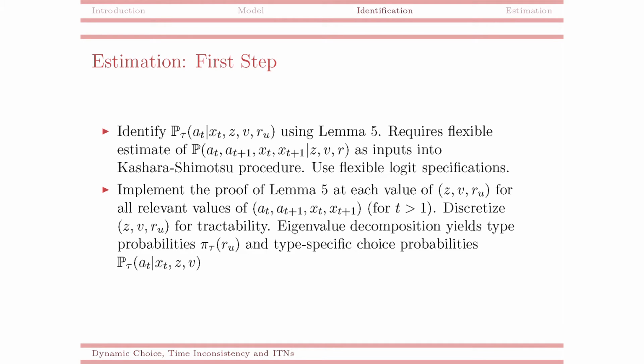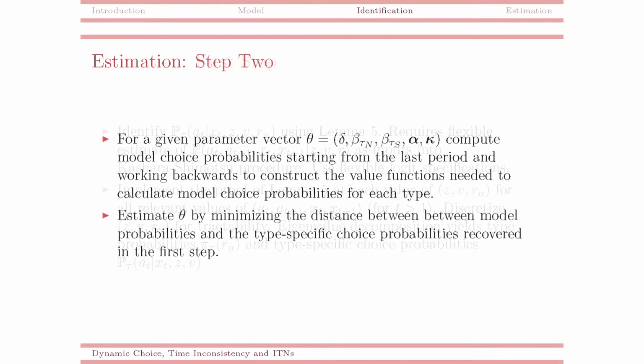In the next step, we're going to take these identified type-specific choice probabilities, and we're going to implement a minimum distance procedure that minimizes the distance between these estimated type-specific choice probabilities and the model's predictions. So the first step is an eigenvalue eigenvector decomposition subject to normalizations, and then the second step is taking these identified type-specific choice probabilities and using a minimum distance approach.